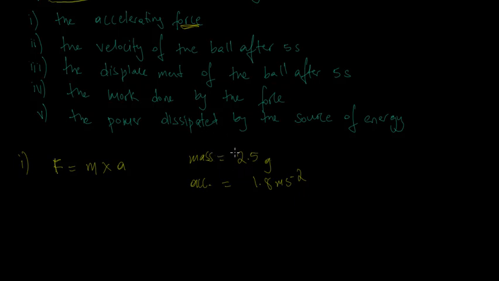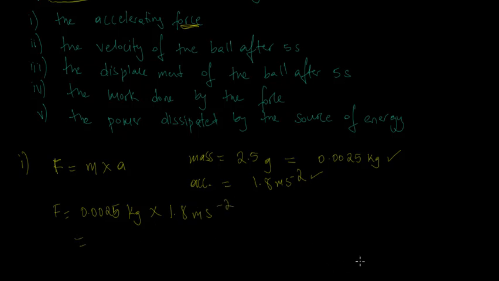Now the SI unit for mass is kilograms, so I'll have to convert 2.5 grams to kilograms. To do that, I will divide by 1000 and get an answer of 0.0025. Basically I've moved my decimal place 3 places to the left, and this is in kilograms. So I can use these values now in my formula. I will say force is equal to mass times acceleration. Force is equal to the mass, 0.0025 kilograms, and our acceleration is 1.8 meters per second squared.